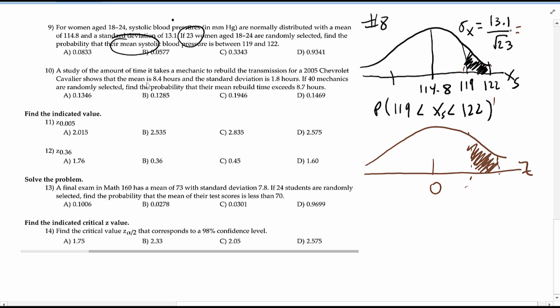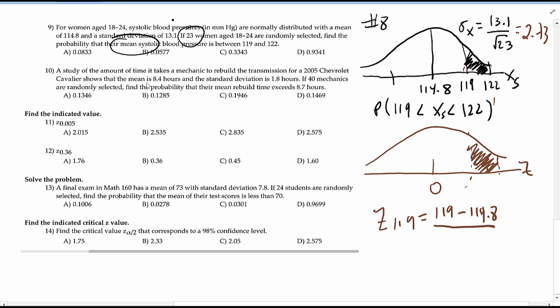First, 23 square root. We want the inverse of that. That's 4.79, 4.8. 13.1 divided by 4.8. So I get the standard deviation to be 2.73, about 2.73.